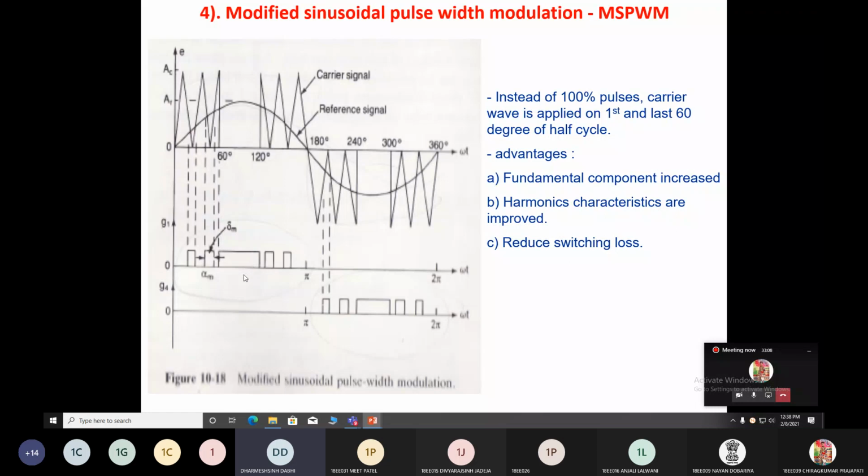Because of this reason, the fundamental component is increased and the harmonic characteristic is also improved. And the third biggest advantage is that as the number of pulses decreases, the number of switching is reduced, so switching loss will also reduce. As you know, as you turn the switch on and off a number of times, that will increase the switching losses. So by this modification we can decrease the number of pulses per half cycle, and that will decrease the switching losses of your inverter. Because of this advantage, we sometimes use this modified sinusoidal pulse width modulation technique to improve the fundamental component.